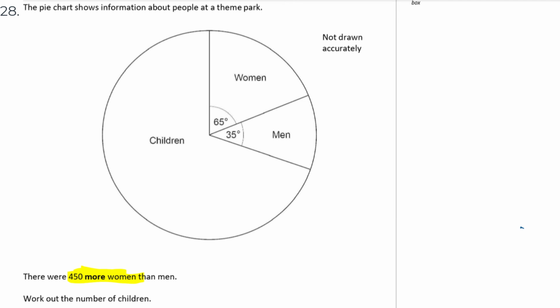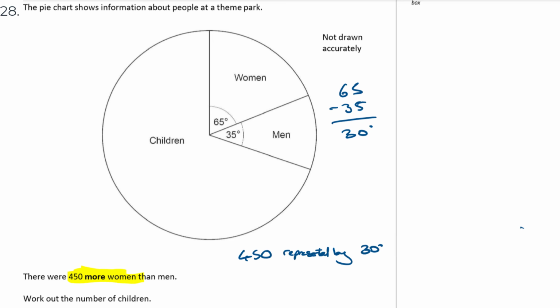So if we have a look at the angles in the center, women are 65% and men are 35%. So the difference in their angles then is going to be 65 subtract 35, which is 30 degrees. So the women sector is 30 degrees wider than the men's one. So that must be the 450 more women that there are than men. So that means that 450 people is represented by 30 degrees.